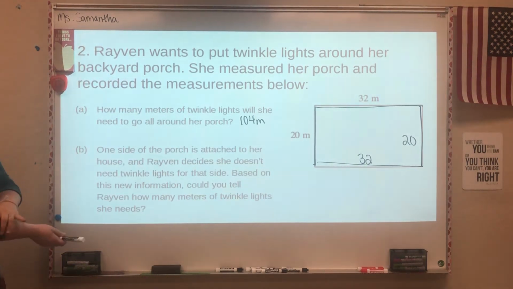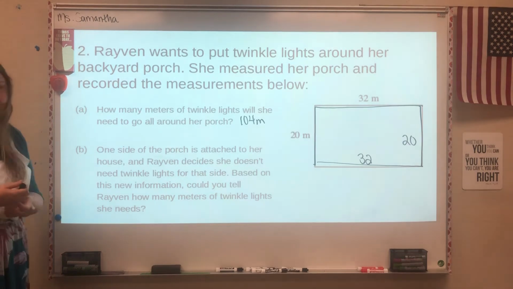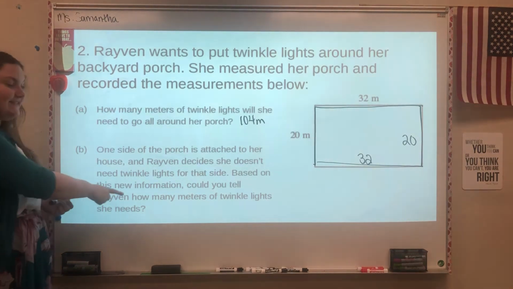The second part now says, one side of the porch is attached to her house, and Raven decides she doesn't need twinkle lights for that side. Based on this new information, could you tell Raven how many meters of twinkle lights she needs? Go ahead and try this second part now.